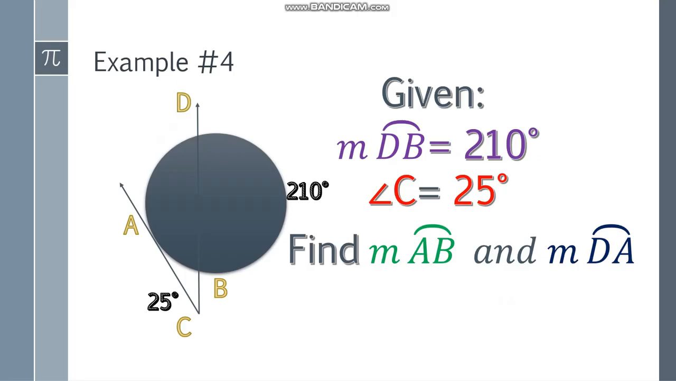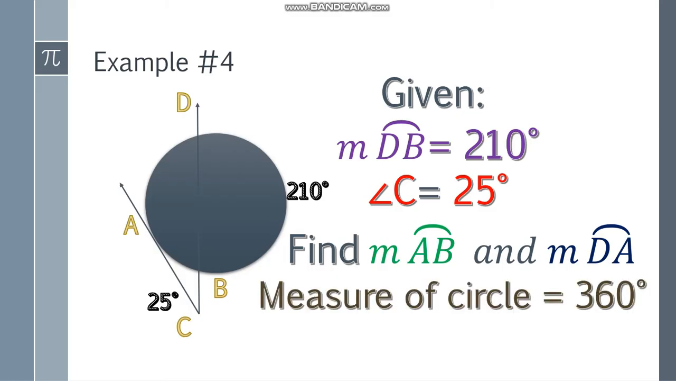Okay, last example. What if we have only the exterior angle given? However, we don't have the measure of the smaller arc and the measure of the larger arc. But we have the given, this one, 210 degrees, but it's not in the intercepted arc of the tangent-secant. So how are we going to find the measure of these two arcs?